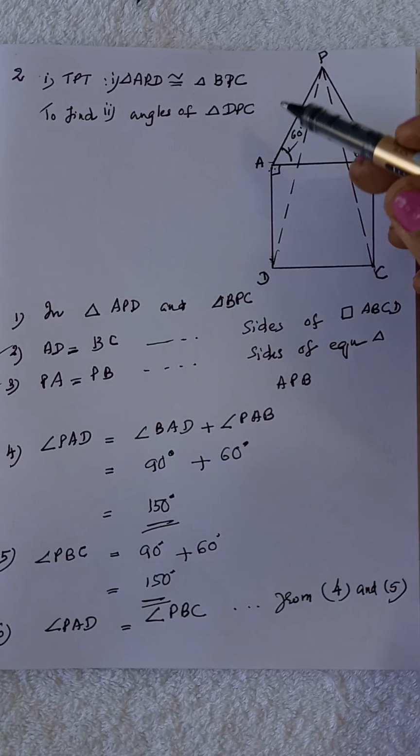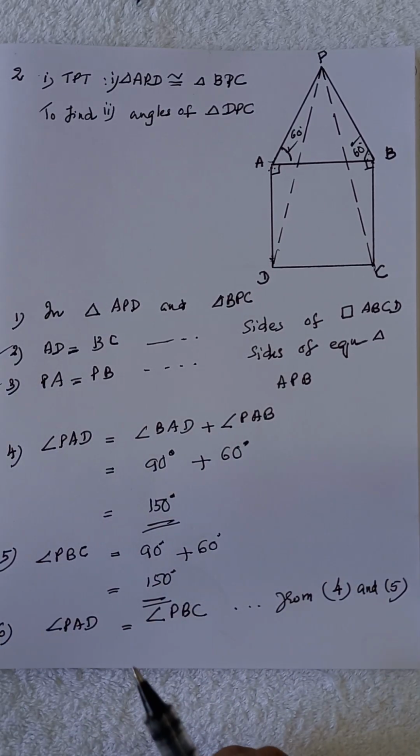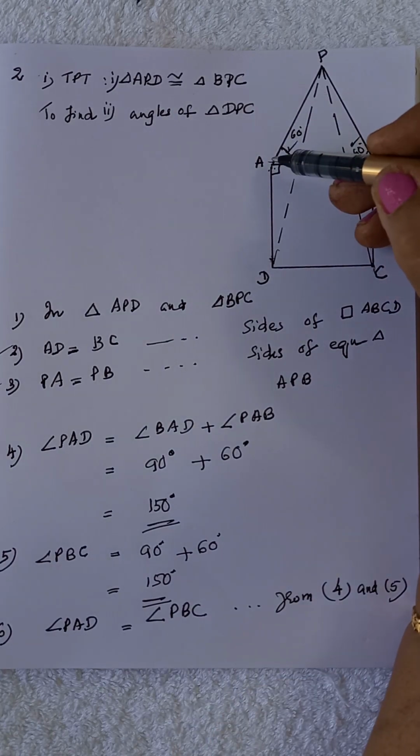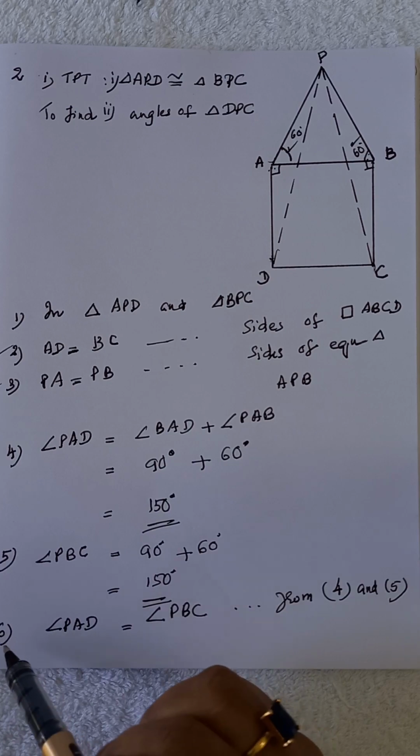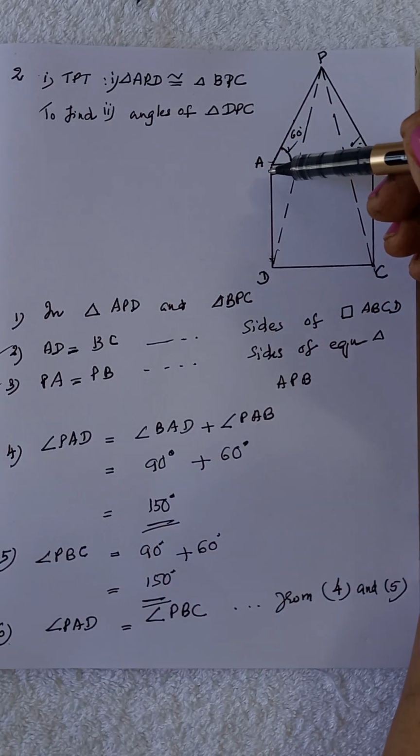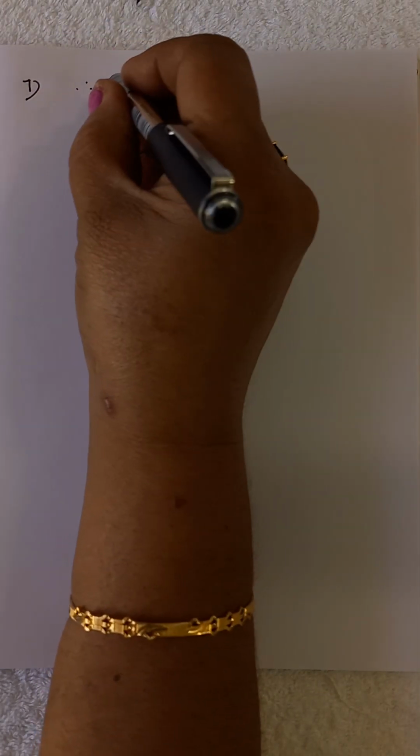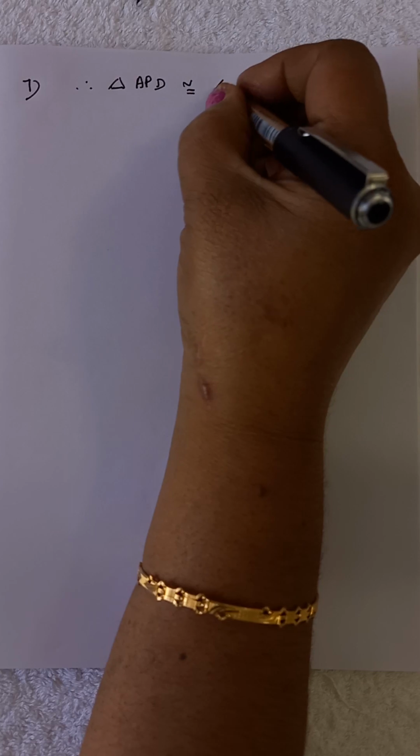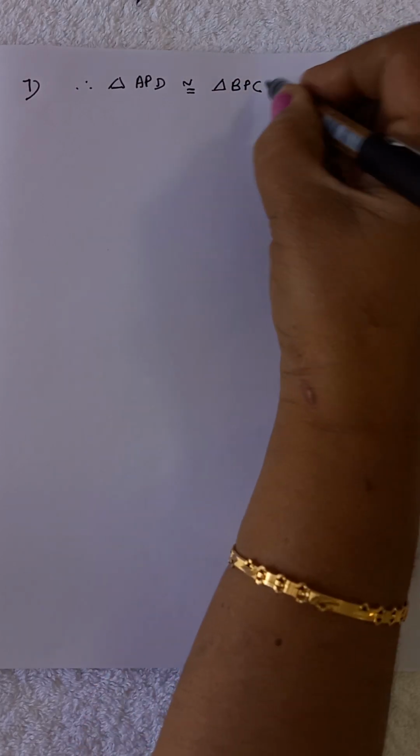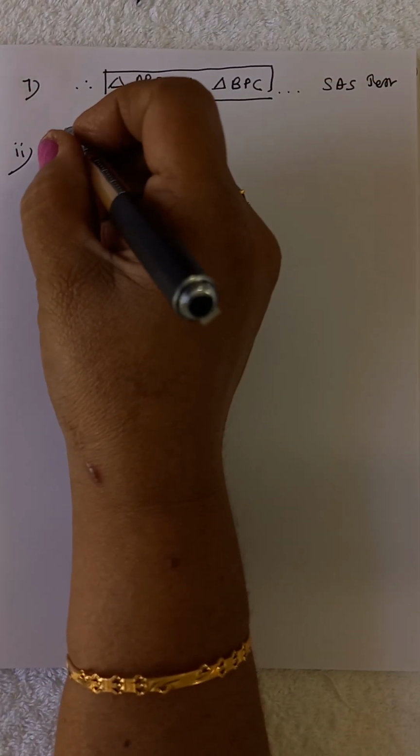So we got three parts as equal. This is side, and this is angle. So these two triangles APD and BPC are congruent by what? By side, angle, side. Angle is in between the two sides. So we can write seventh point as, therefore, triangle APD is congruent to triangle BPC by SAS test. Now the second part of that question, eighth point.